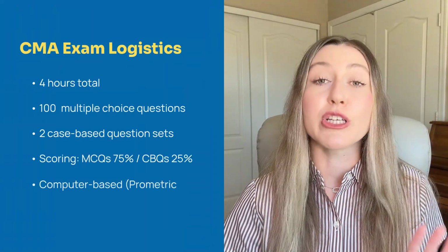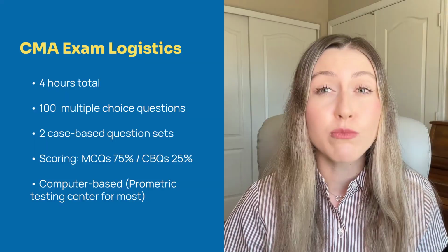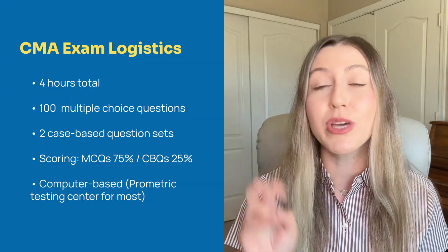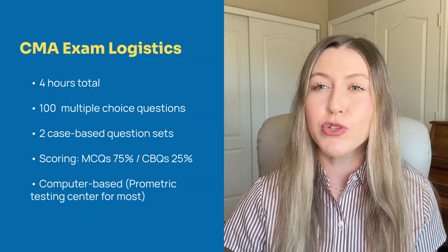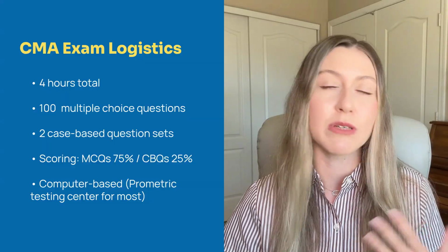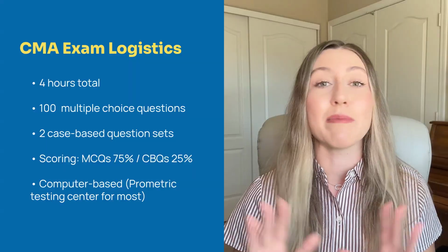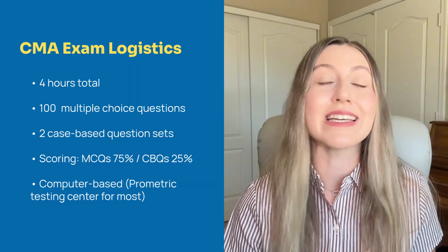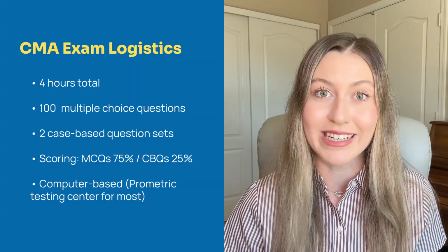Now let's talk exam format. Each CMA exam part is 4 hours long, consisting of 100 multiple choice questions followed by 2 case-based question sets. The MCQs make up 75% of your score, while the CBQs account for 25%. The exam is computer-based and for most candidates is taken in person at a Prometric testing center. So you'll register through IMA, receive your authorization a few days later, and then schedule your appointment with Prometric.